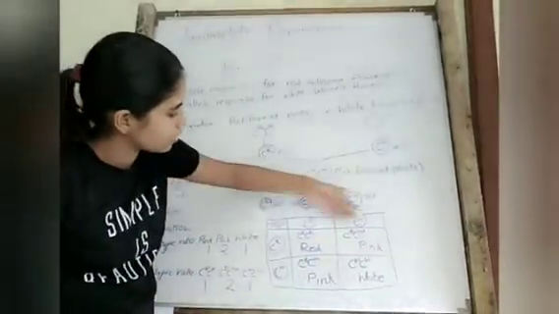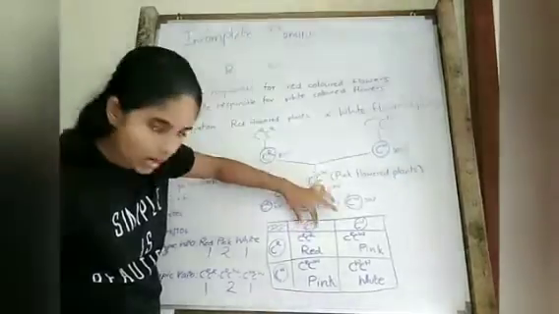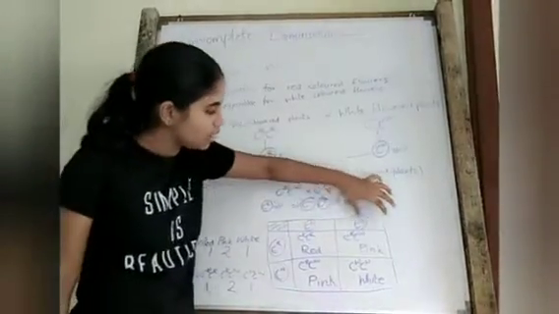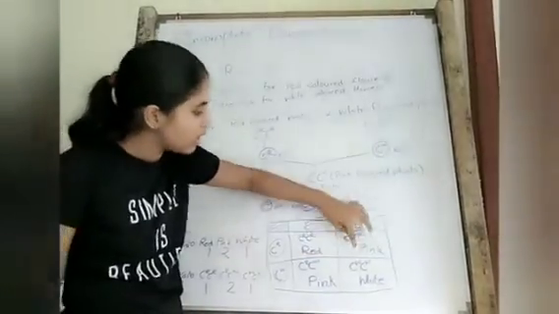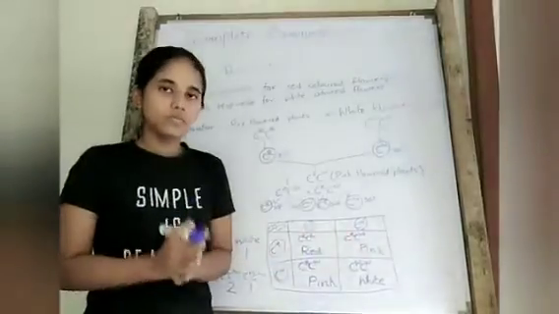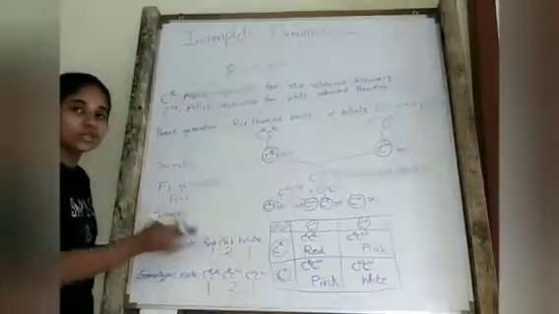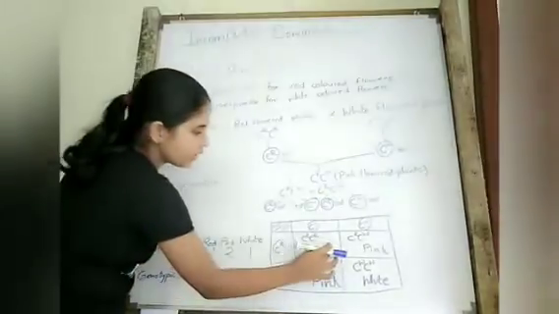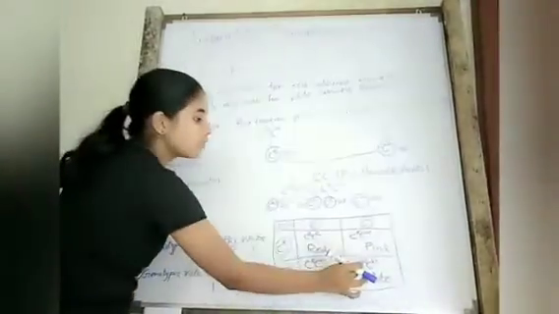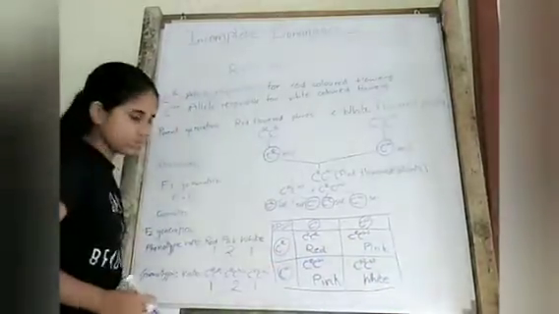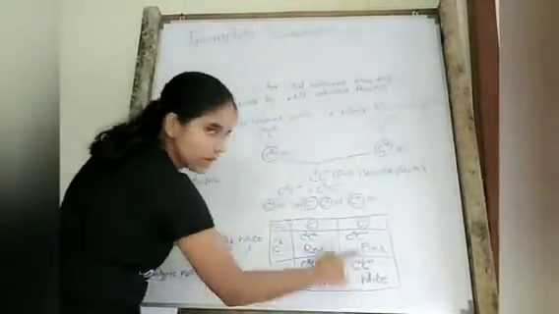So there are 4 genetic combinations. CR CR gives out red. CR CW gives out pink. Again CR CW gives out pink. CW CW gives out white color. And then we can write down the phenotypic ratio. So here 1 red flowered plant, 2 pink flowered plants and 1 white flowered plant. So the phenotypic ratio is 1 to 2 to 1.